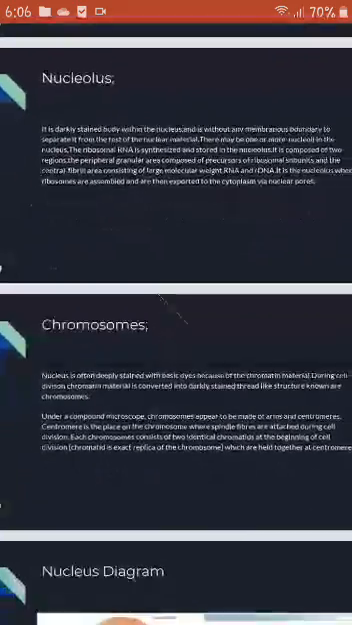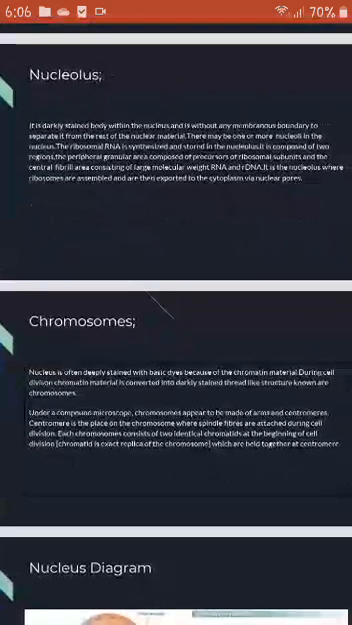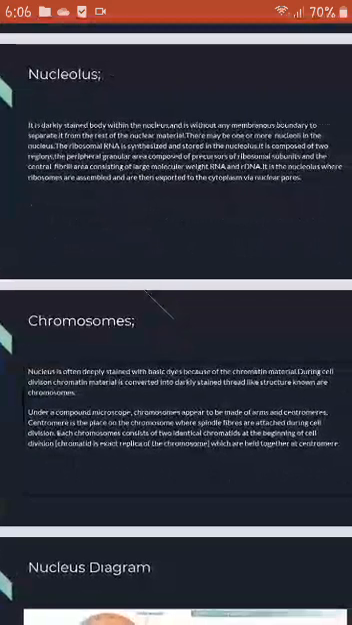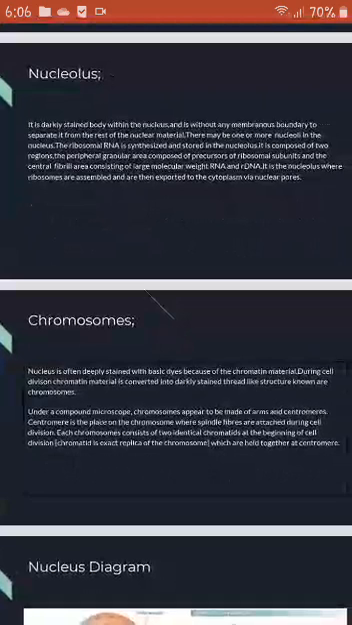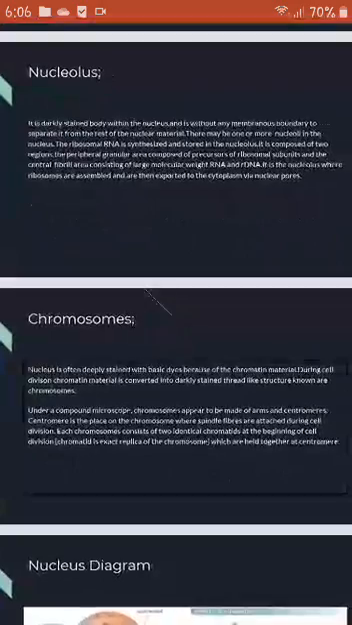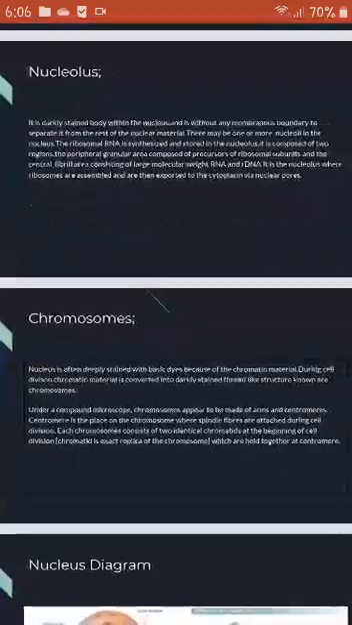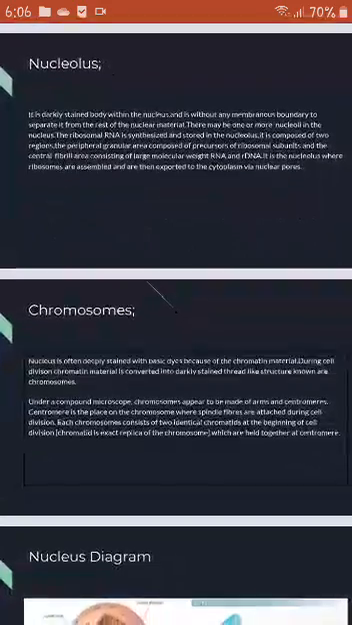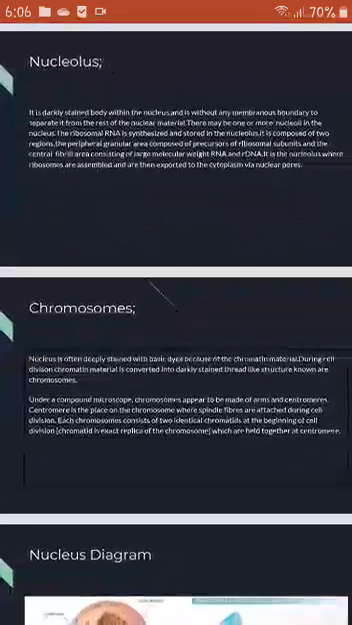Chromosomes. The nucleus is often deeply stained with basic dyes because of the chromatin material. During cell division, chromatin material is converted into darkly stained thread-like structures known as chromosomes. Under a compound microscope, chromosomes appear to be made of arms and centromeres. The centromere is the place on the chromosome where spindle fibers are attached during cell division.